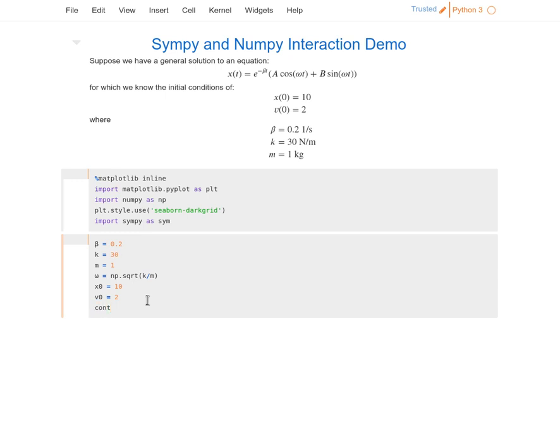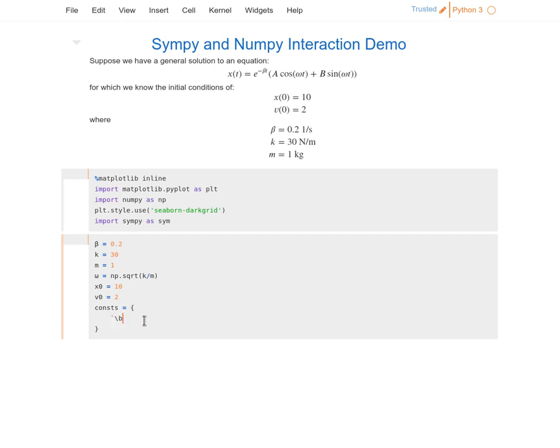So I tend to call this consts, and it's a dictionary, so that's with squiggly brackets. And then for a dictionary, it's always a key and then the thing that it equals. So we're just going to make a key for each one of these constants so that we could call it from our dictionary really easily if we needed to. And I'm mostly going to focus on beta, k, m, and omega. These are initial conditions we're going to take care of later anyway.